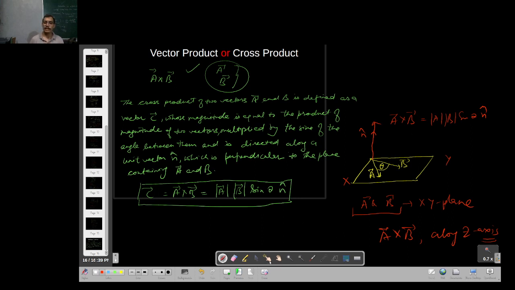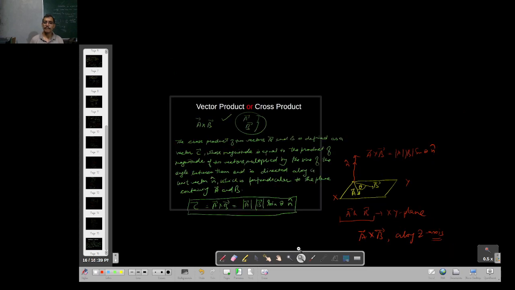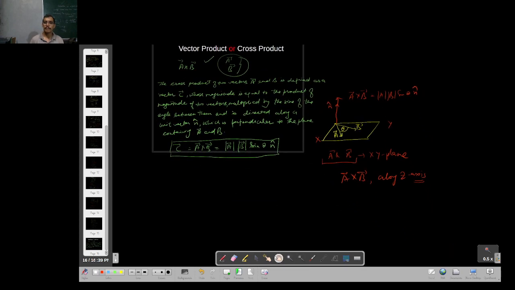Let us understand it with the help of another example. Say I am having a screw, and say this screw is rotated from a towards b. Then this screw advances in this direction, this direction is n cap, and the vector along which it moves, because it is rotated in this way, is known as a cross b. This is a very simple example, right?